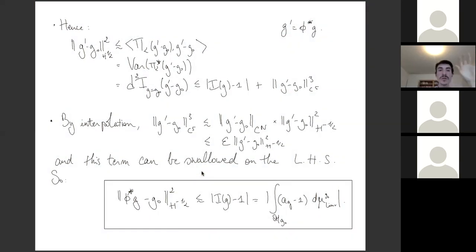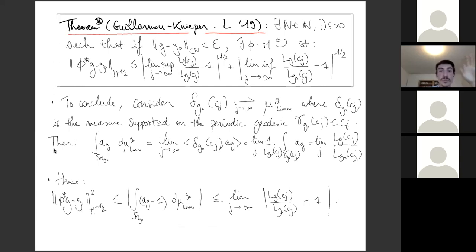Okay, so now I'm almost done. Remember that I'm trying to prove this, and for the moment I don't have this, I only have the integral of A_G minus 1. Now how do I conclude? Well, for that, I consider a sequence of measures which are supported in closed geodesics and which equidistribute to the Liouville measure. Namely, I'm taking Dirac masses which are concentrated in closed geodesics for G0, and such that the Dirac measures supported in these geodesics converge in the weak star topology to the Liouville measure of G0.